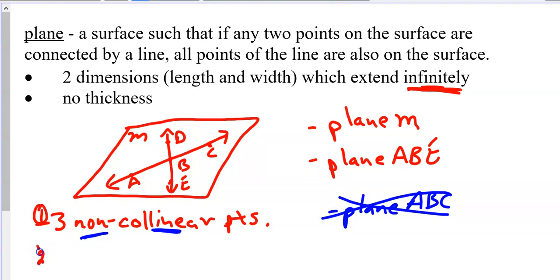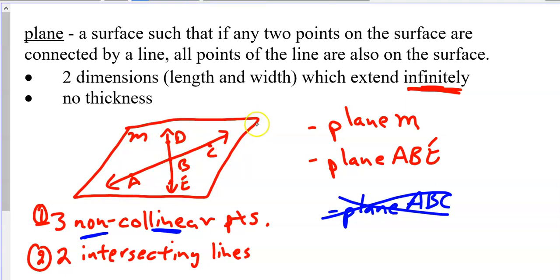And the other way to define a plane is by 2 intersecting lines. Okay, so we have line AC and we have line DE. That forms our plane there. Okay. And those actually lie inside that plane. Nothing is going outside of this plane, which again we represent with a parallelogram. And again, they extend indefinitely in all directions here. Okay.